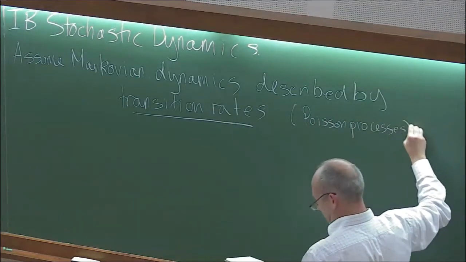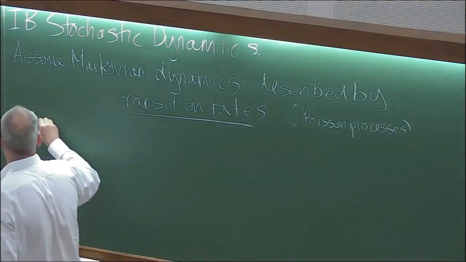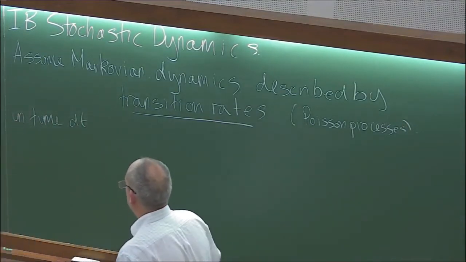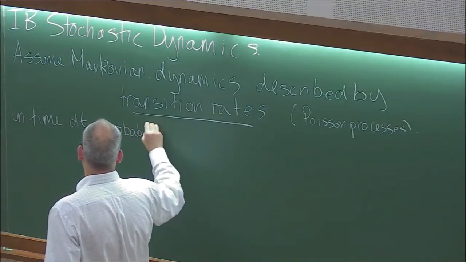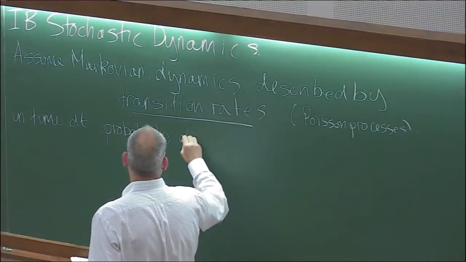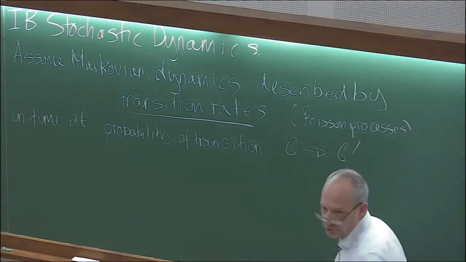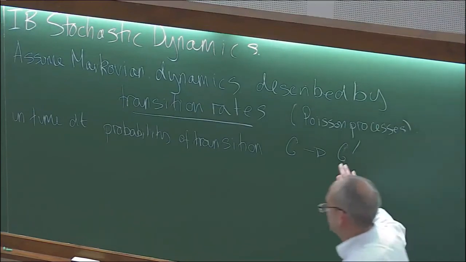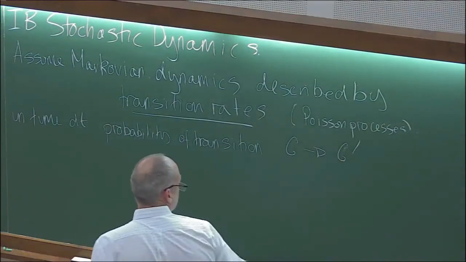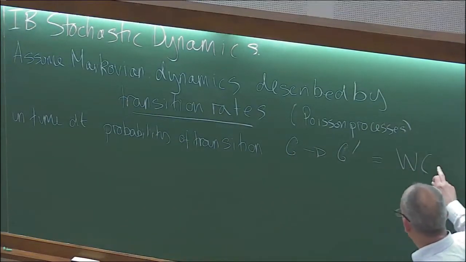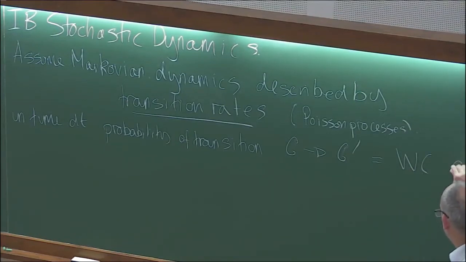So what does it mean? Basically, in some small time interval dt, the probability of a transition from a configuration C to some new configuration C prime. So we're going from C to C prime in some small time interval dt. It's equal to W, and you have to watch out for the convention the way I write it. I'm going from C to C prime, and the reason, as you'll see, is that I want to eventually write this W as a matrix. So I'm going from C to C prime, and there's a dt there. Okay? So that's in some small time interval dt.